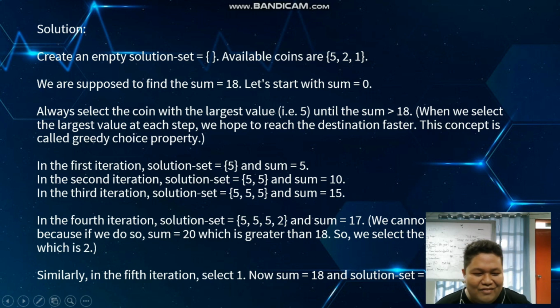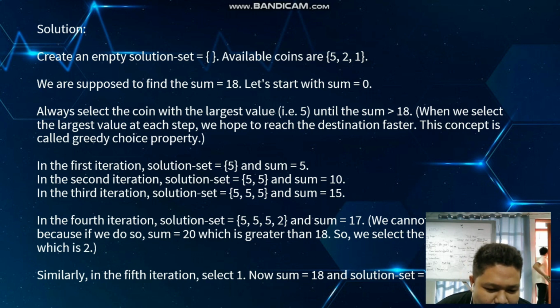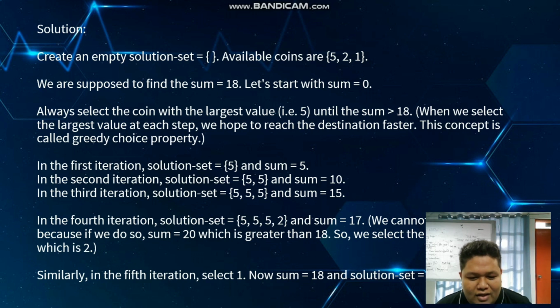So we cannot select 5 here because if we do so, the sum is 20, which is greater than 18. So we select the second largest item, which is 2. Similarly, in the fifth iteration, select 1. Now the sum equals 18 and the solution set equals {5, 5, 5, 2, 1}, which is 18, of course.